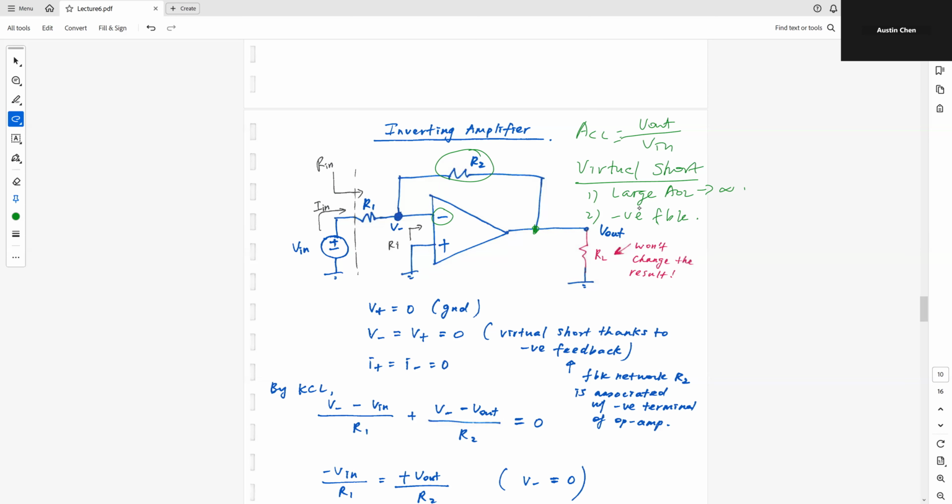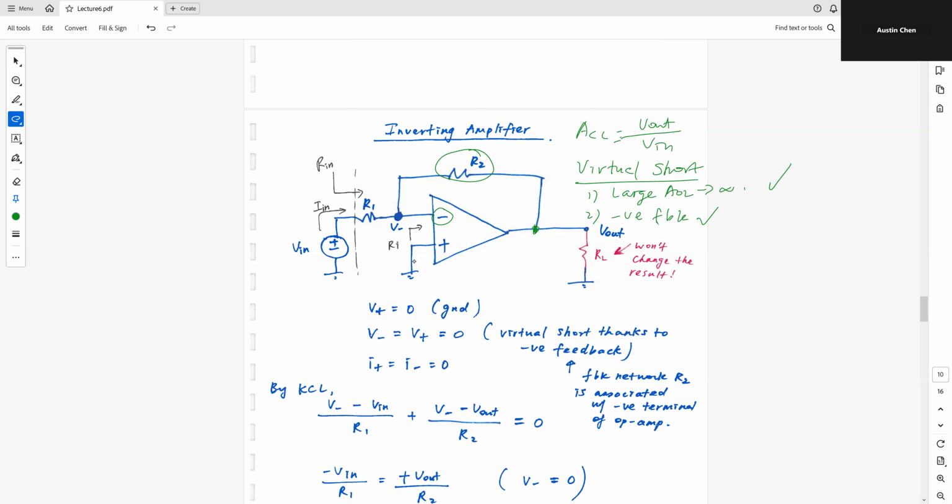Okay, so now we have large AOL, check, and we also have negative feedback. So now we can claim we have virtual short. That's the very first step that you will need to do as a sanity check every time you do this kind of problem. All right, so we have virtual short.